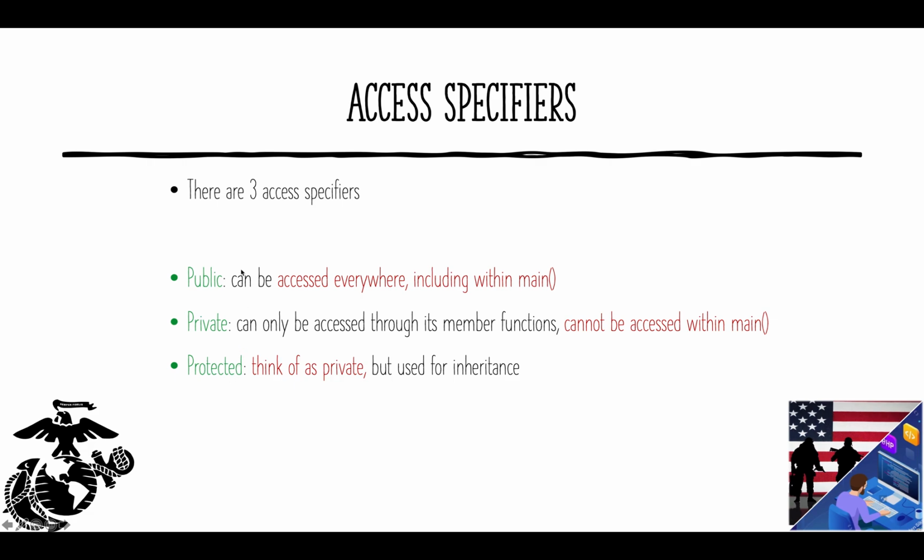So there are three access specifiers. We have public. Public means it can be accessed everywhere, including within main. That's important. So public can be accessed within main. Very important. Next we have private. Private can only be accessed through its member functions and cannot be accessed through main. That may be kind of confusing right now. We'll explain what that means. As far as protected, just think of this as private for now. It comes back into play later when we talk about inheritance in a few videos.